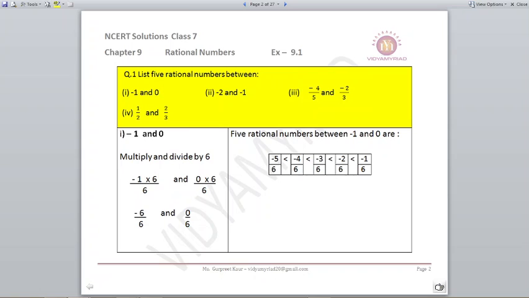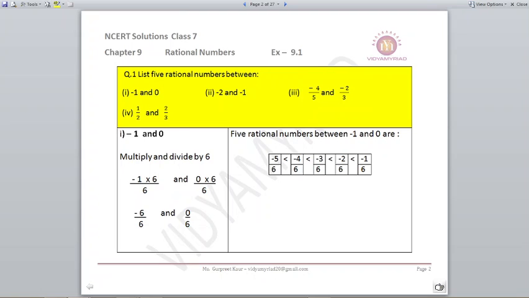Now first of all, you should know what rational numbers are. Rational numbers are represented in the form of p upon q, that means in the form of a fraction. Now we need to find 5 rational numbers that lie between -1 and 0. We will convert -1 and 0 into fraction form. For that, I have multiplied both the numbers by 6. So -1 multiplied by 6, the denominator will also be 6. 0 multiplied by 6 divided by 6, that means multiply and divide by 6. Now my new numbers are -6 upon 6 and 0 upon 6.